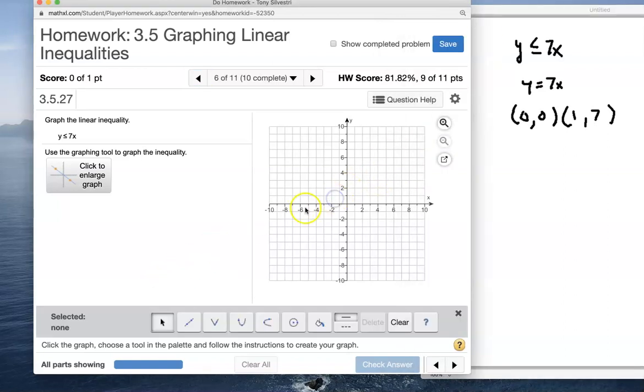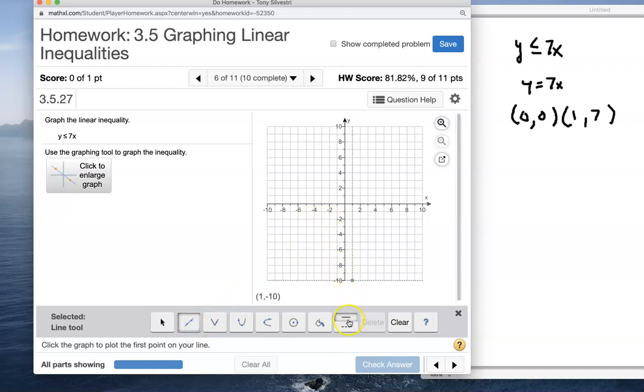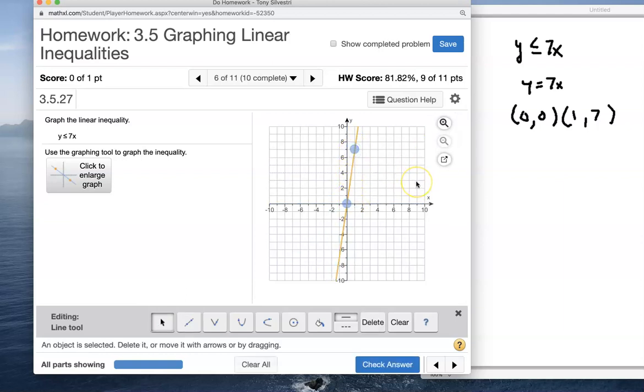Click that graph, draw the line. Make sure it's a solid line because there's an equals to it in the original problem. So 0, 0 is the center of the world. Then we got 1, 7. 1, 7 is this guy here. Now, we have 2 regions.